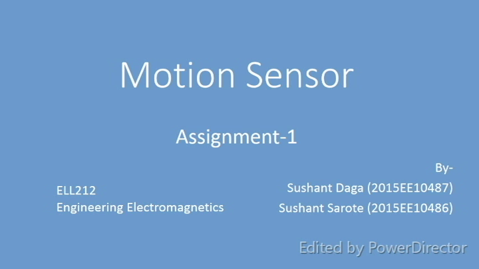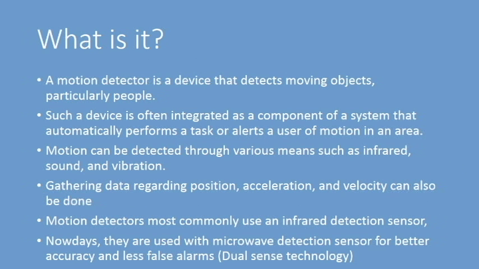A video on use of EM waves in motion sensors as an assignment to Engineering Electromagnetics course, ELL212. What is it? A motion detector is a device that detects moving objects, particularly people.